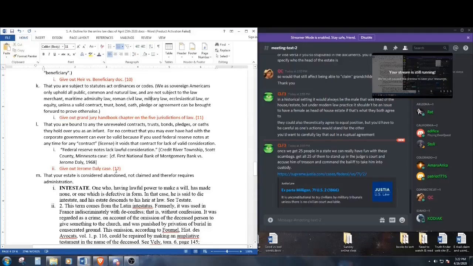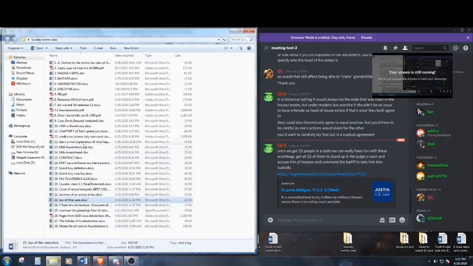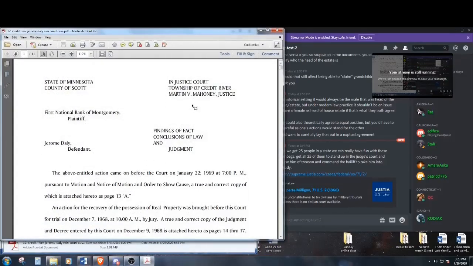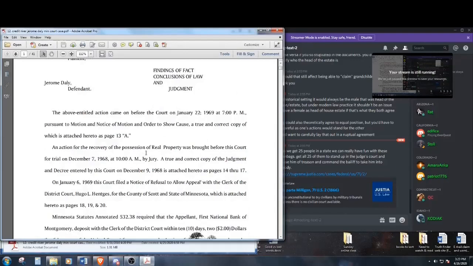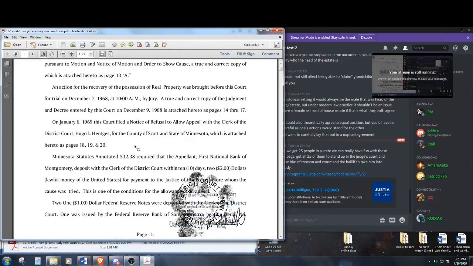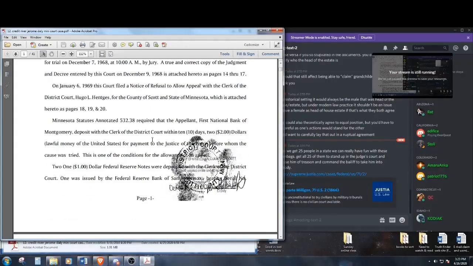So let's pull that up and take a look at the Jerome Daly case, which would be number 12. It's also called the Credit River decision because it was done in Credit River Township. This was a case where, shortly after Nixon dropped the gold or silver standard off the money, this man brought suit against the bank and said, look, I put up my house as collateral. What did the bank give me? Nothing. Because Federal Reserve notes have no lawful consideration. They're not backed by anything.